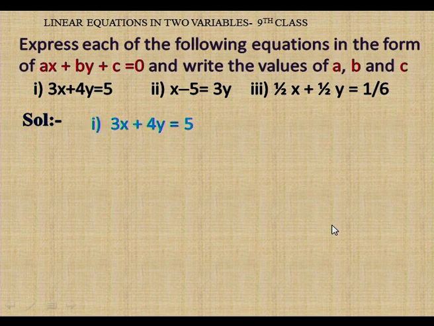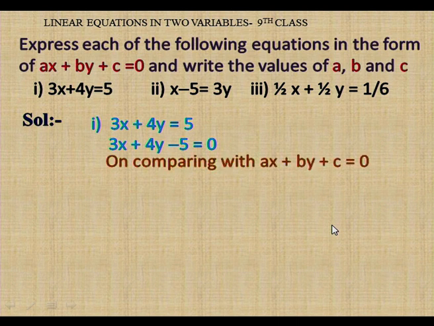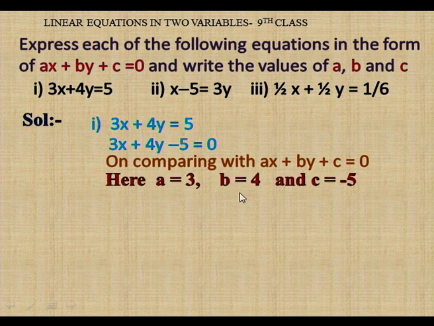Let me take the first one, which is 3x plus 4y is equal to 5. First, let me convert this into standard form. That means whatever is on the right side, let me bring it to the left side and make it equal to 0. Now, when you compare this with the standard equation ax plus by plus c is equal to 0, here a is equal to 3, b is equal to 4, c is equal to minus 5.